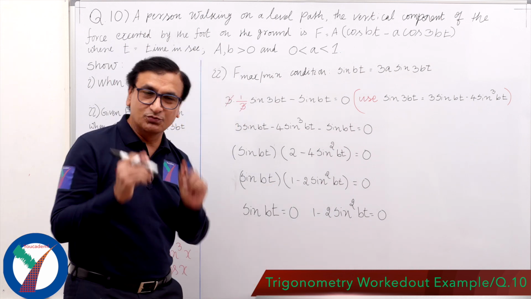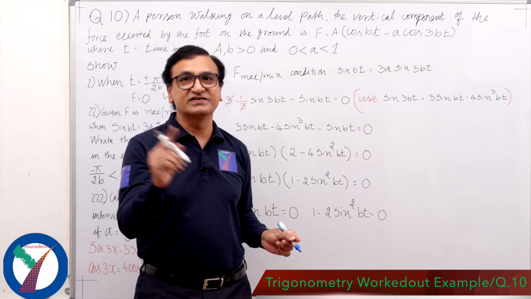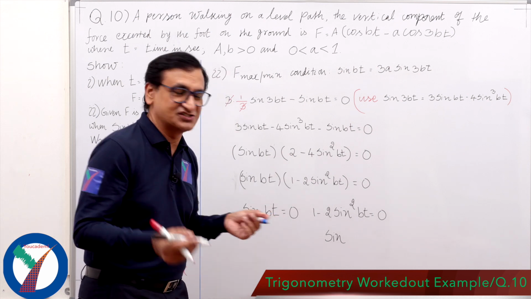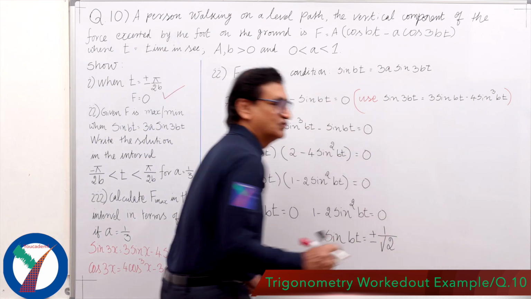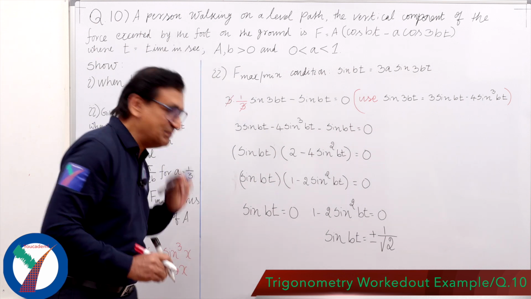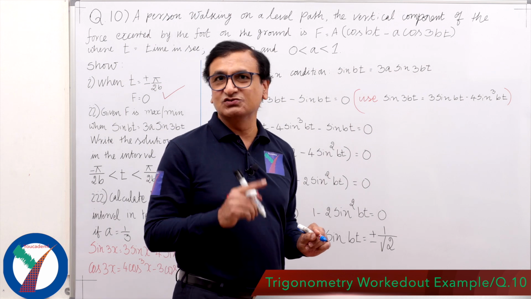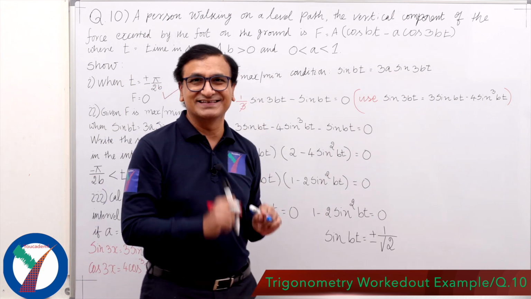Take the square root on both sides. Sin bt would be plus or minus 1 divided by square root of 2. It's simple algebra, that's why I'm not writing the steps here. Okay, so we have sin bt equals 0 and sin bt equals plus or minus 1 divided by square root of 2. And we need the solution for bt.